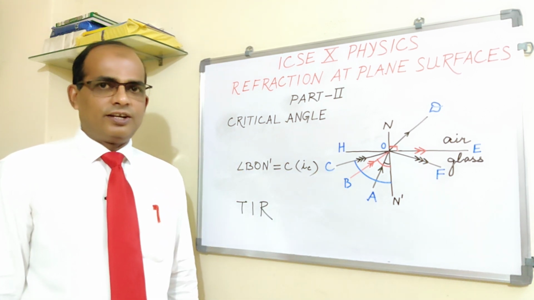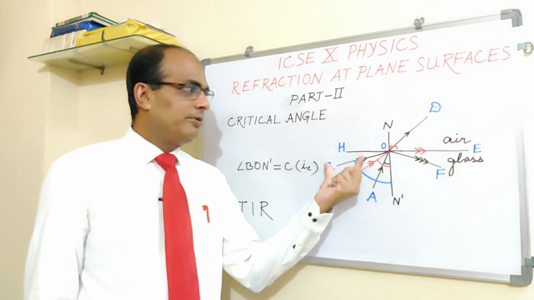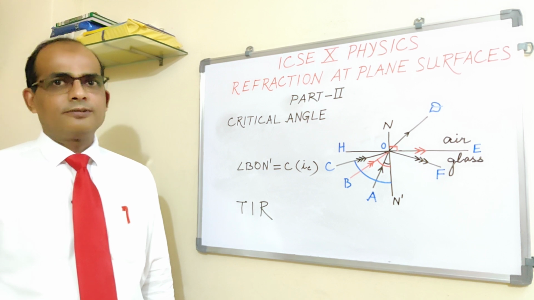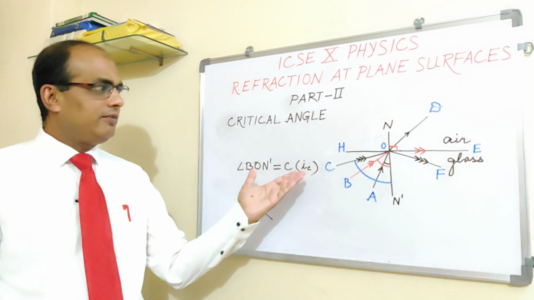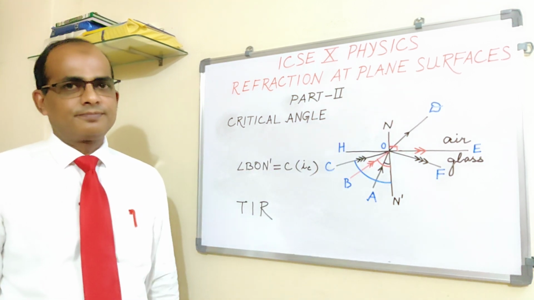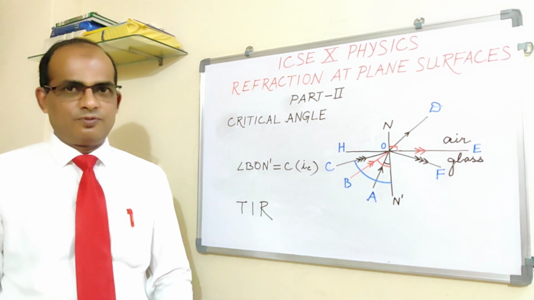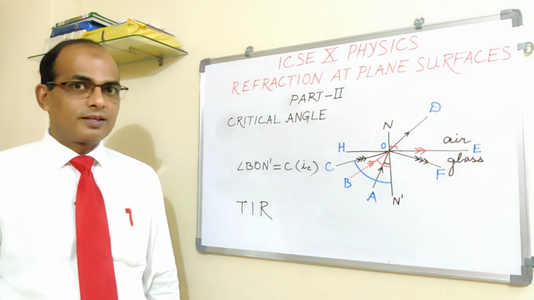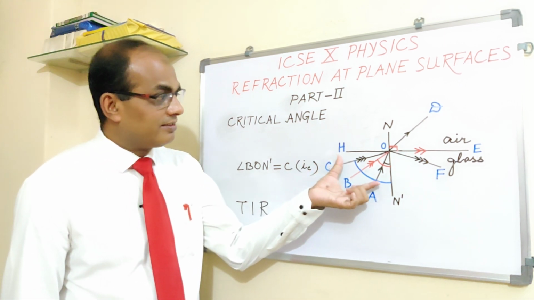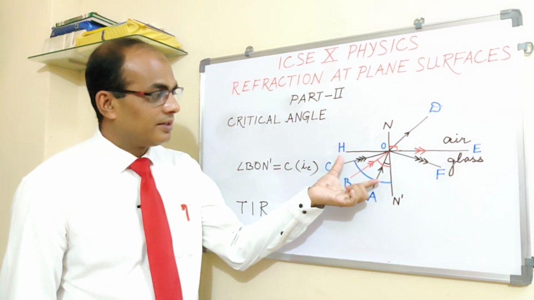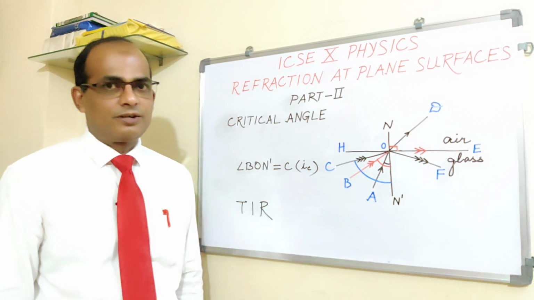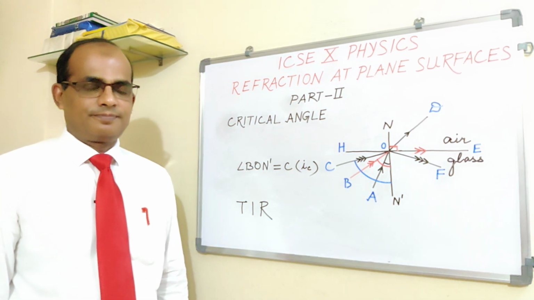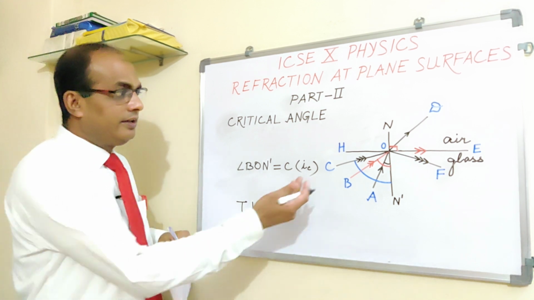The first condition is the ray of light should travel from denser medium to rarer medium. That's what we see here. The ray of light is traveling from denser medium to rarer medium. So this is our first condition. And second condition is what? The angle of incidence, which means CON dash, should be greater than the critical angle. Should be greater. Here it is greater, no?